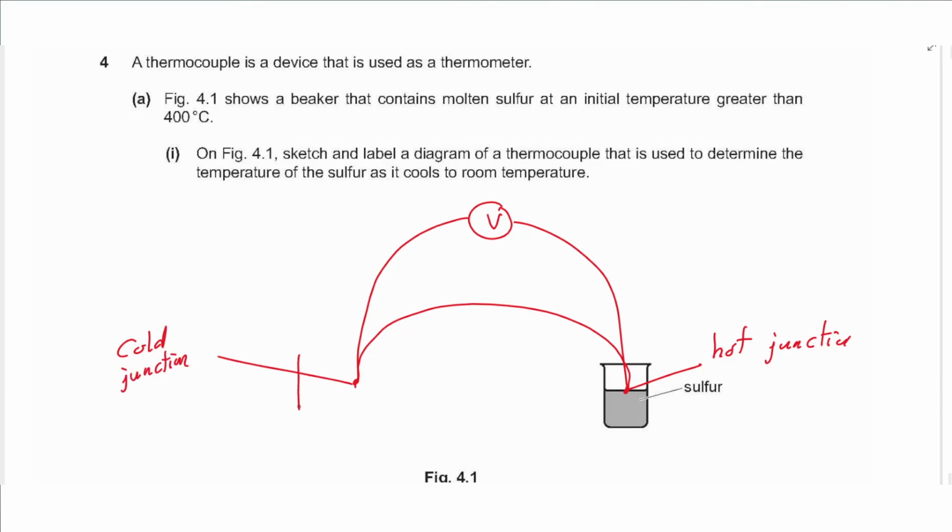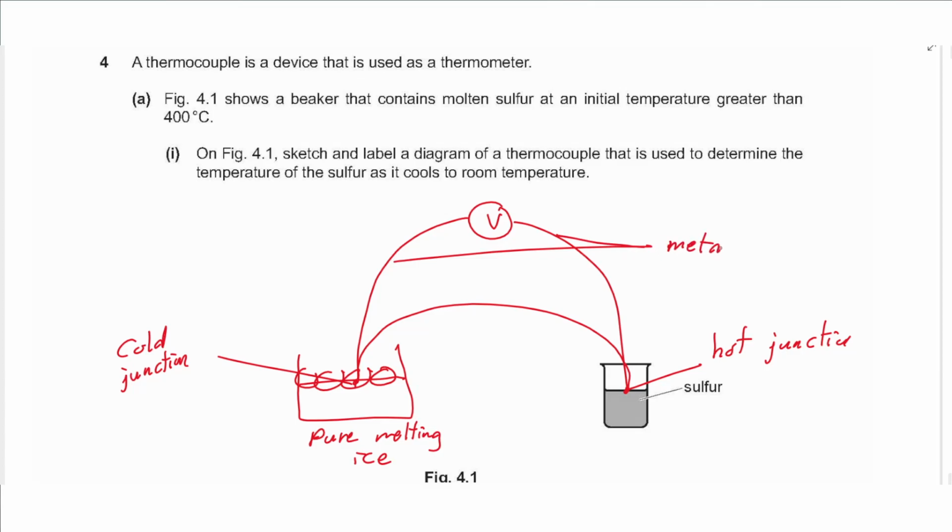And the cold junction should be immersed in pure melting ice, so we can draw something like that and we label it pure melting ice. These two wires should be made of different metals, so we can label one metal 1, and the other wire should be labeled with another metal, metal 2, or you can actually use names of metals like copper and iron, aluminium and tungsten, or whatever.